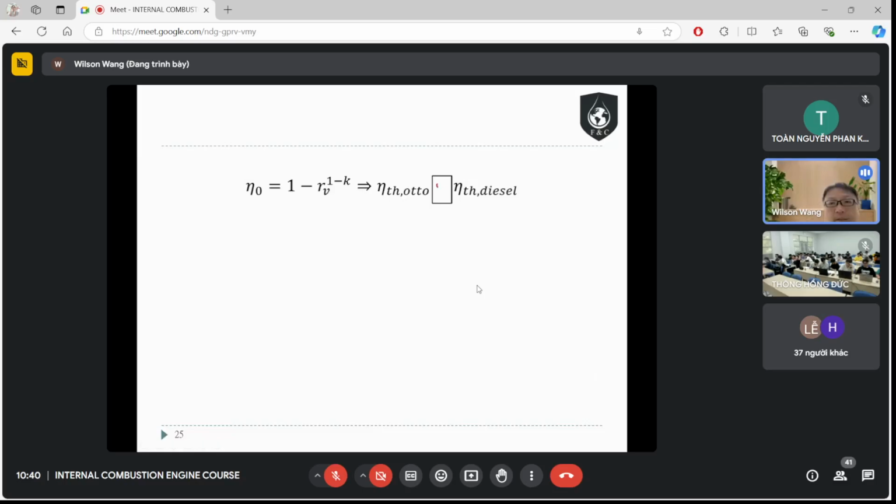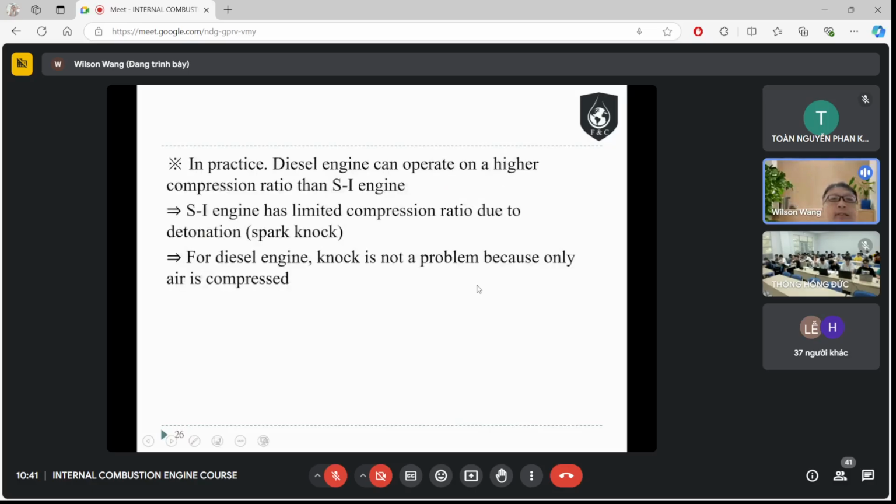Okay, so we know the Otto cycle is higher than the diesel cycle in terms of thermal efficiency. So in practice, the diesel engine can operate at a higher compression ratio than the SI engine. Diesel engine compared to the gasoline engine can operate at a higher compression ratio. Why? I think we already talked about this.